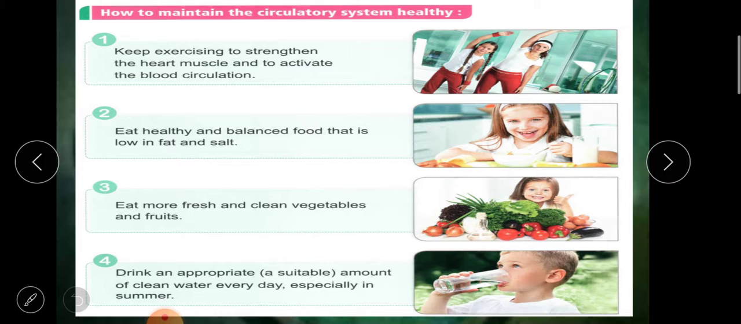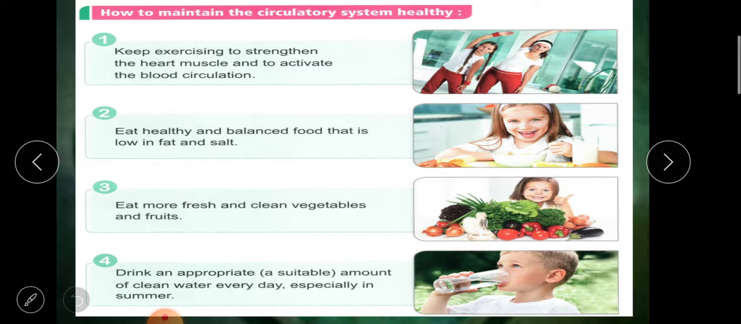The last thing is how to maintain our circulatory system healthy, or how we can keep our circulatory system healthy. First, we have to keep exercising. Why do we have to keep exercising, or give a reason we must keep exercising? Because exercising strengthens the heart muscle, or makes our heart muscle stronger. And that will activate our blood circulation. It will let our blood circulation move faster.